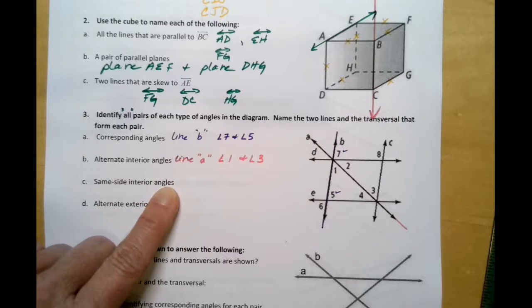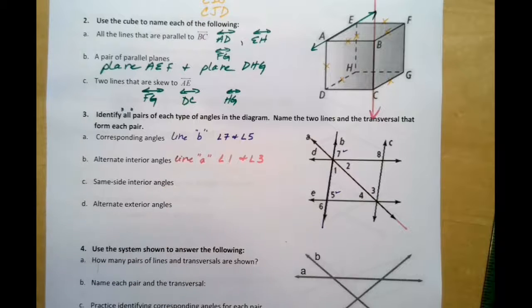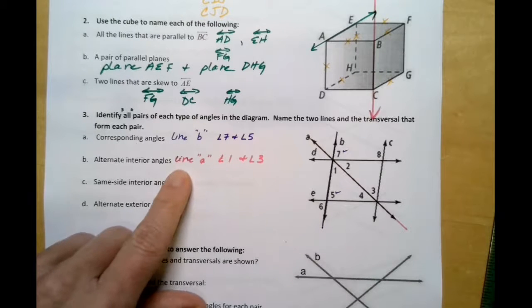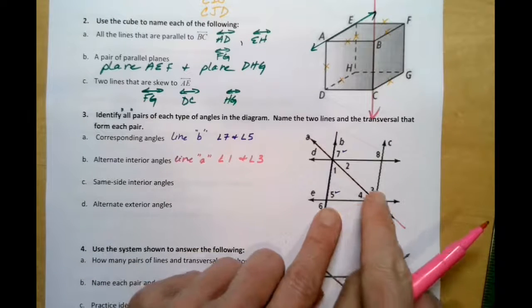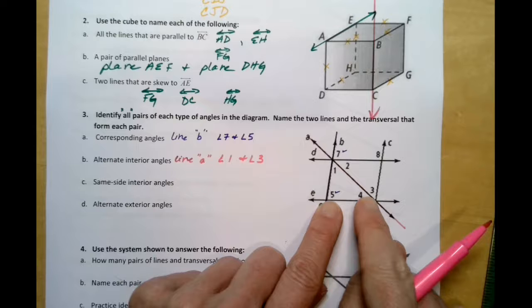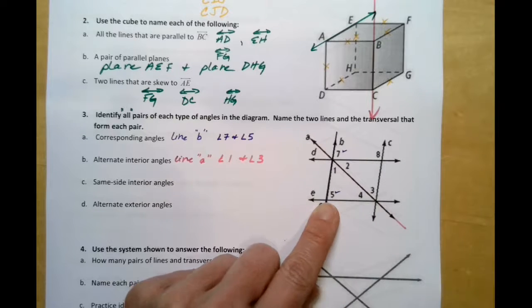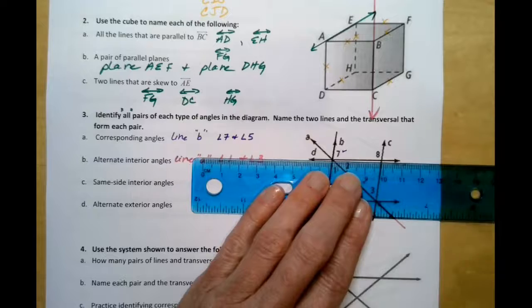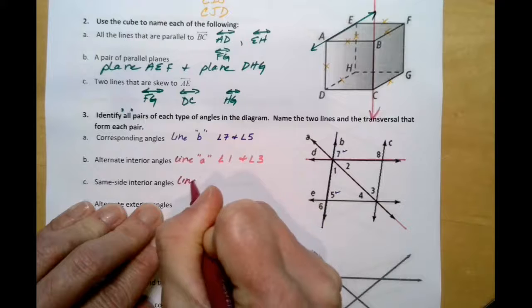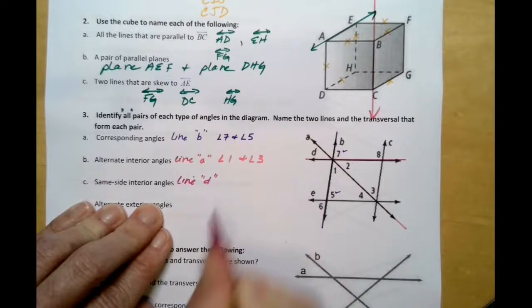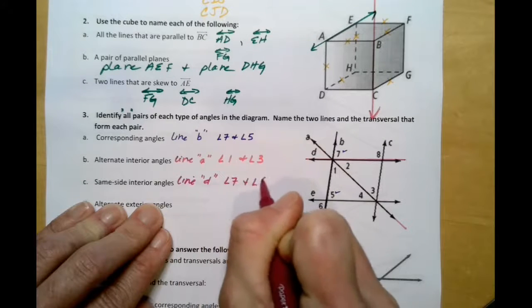Same side interior angles, also called consecutive angles. Let's find some same side interior angles. We're going to go with line D as my transversal. If line D is my transversal, then angle 7 and angle 8 will be same side interior.